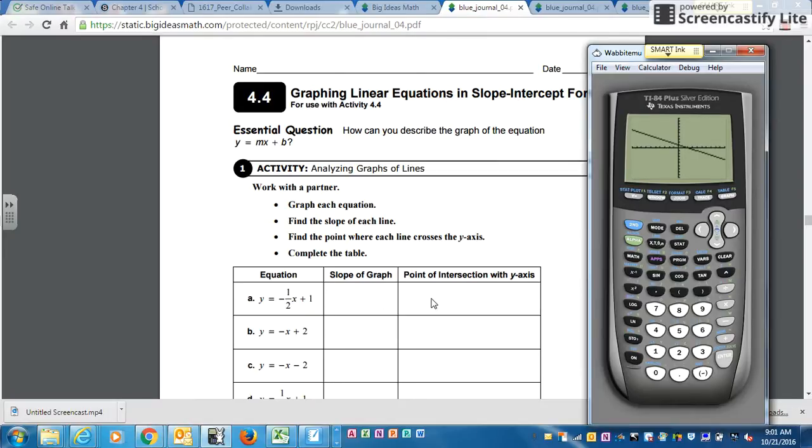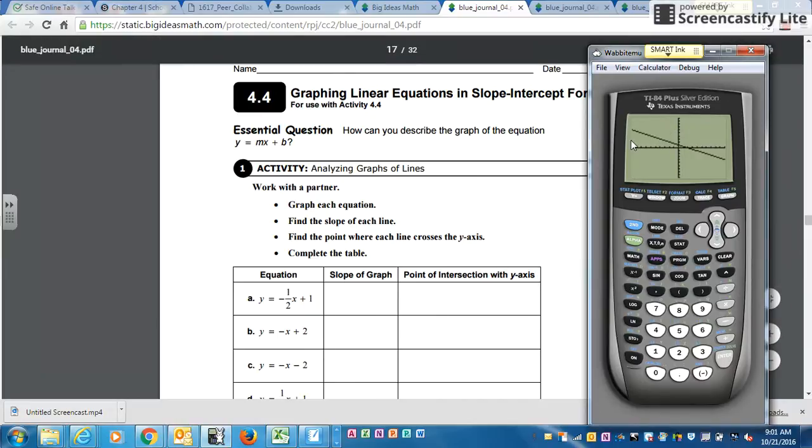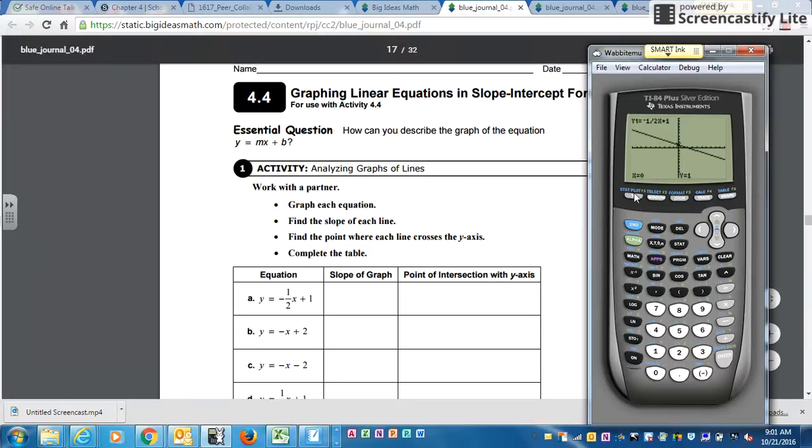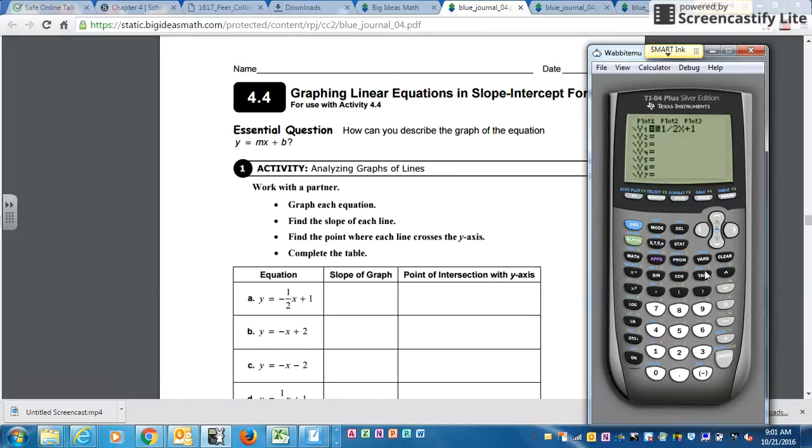Now the point of intersection with the y-axis, that means where does my line cross the y-axis? And if you remember, the y-axis goes up and down. The easy way to do that is on your calculator, hit the trace button, which is right here. Okay, when x is 0, y equals 1. So it crosses the y-axis at 1. So for the point of intersection with the y-axis, you're going to put a 1 right in this box. Okay?